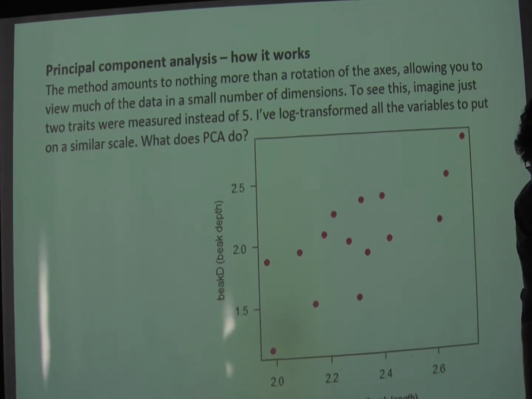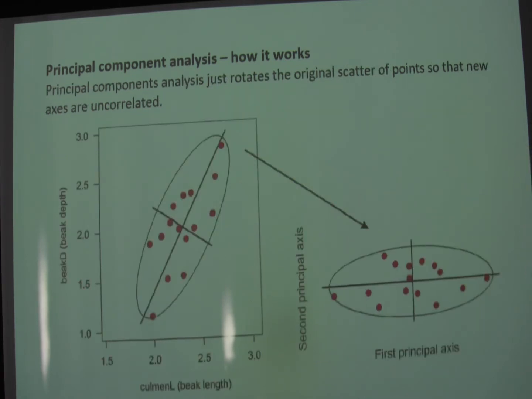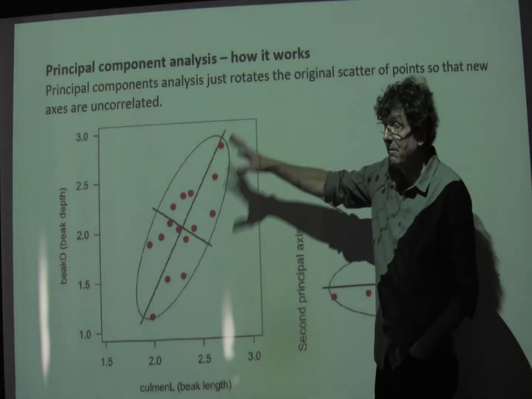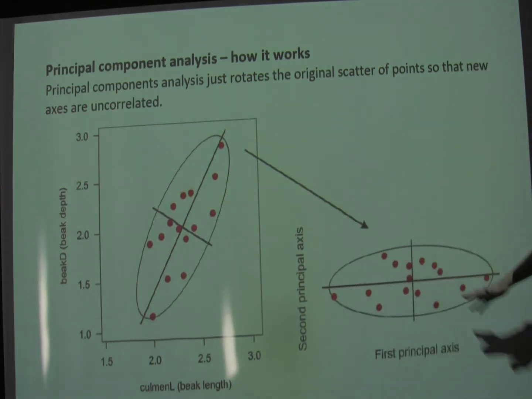And what I want to do is a principal component analysis of these 2 beak traits. There's always, if there are 2 traits, there are 2 principal components. If there are 5 traits, there are 5 principal components. Nothing has changed in that regard. What principal component analysis does is it basically takes a scatter of points, which can be visualized in 2 dimensions here, and rotates them in such a way that we can better look at it.